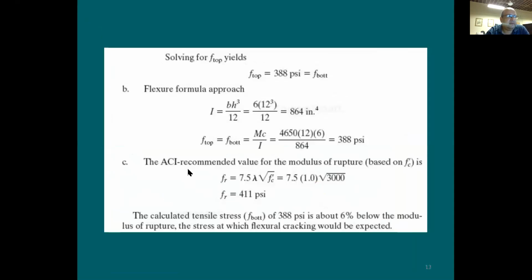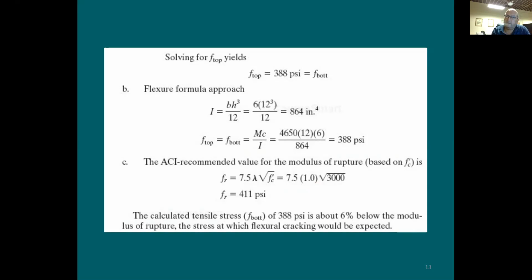Let's look here at C. 7.5 square root of F prime C. What is this lambda? Anyone recall the lambda factor? This is the effect of lightweight concrete. If this is going to be normal weight concrete, we take it equals 1 times square root of 3,000 psi. I have 411 psi. Now, has this beam cracked yet?